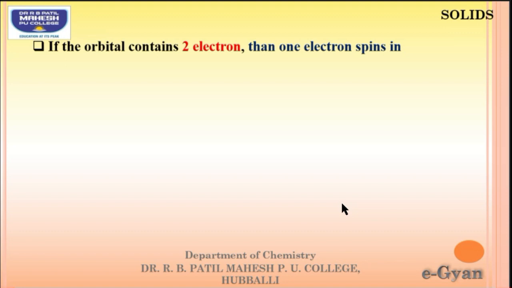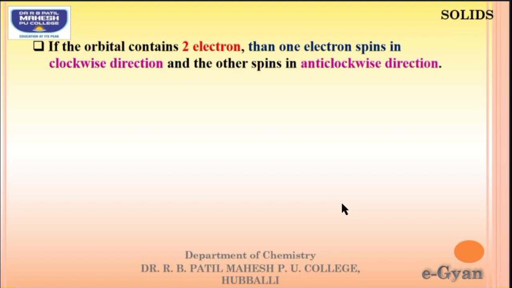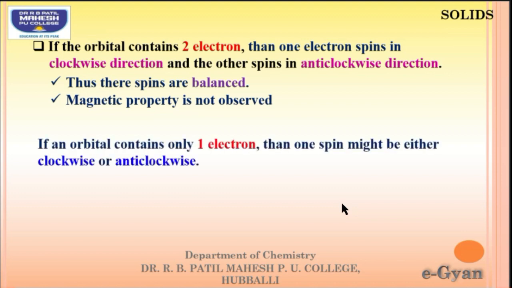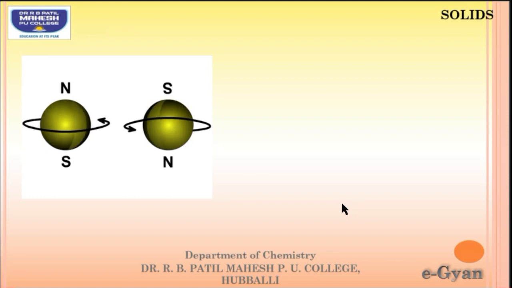If the orbital contains 2 electrons, then one electron spins in the clockwise direction and the second one spins in the anti-clockwise direction, due to which the spins are going to be balanced. When the spins are completely balanced, they become neutral and the magnetic property will not be observed. If an orbital contains only one electron, then the spin will be either clockwise or anti-clockwise. This unbalanced spin is going to exhibit magnetism.